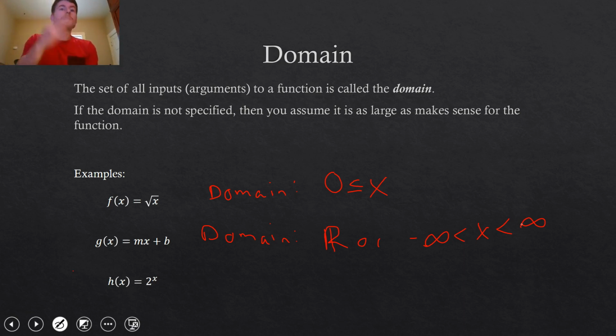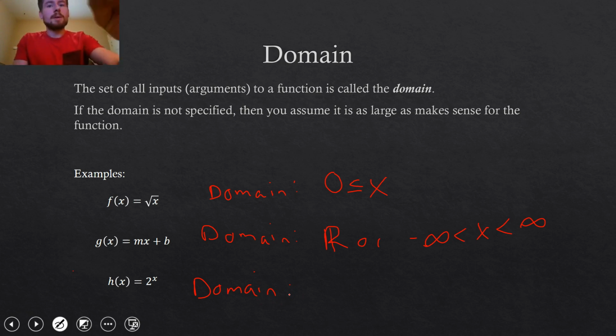What about 2 to the x? You may have seen a function like this before. It's an exponential function. If you tried to plug in negative numbers, then it still works. You can still do 2 to the negative 100. In fact, let's just do that over here. Maybe you remember this, maybe you don't.